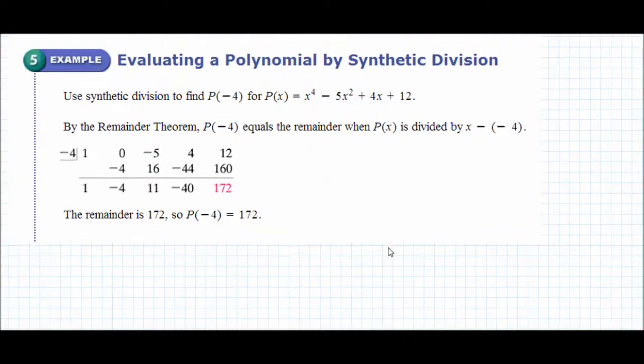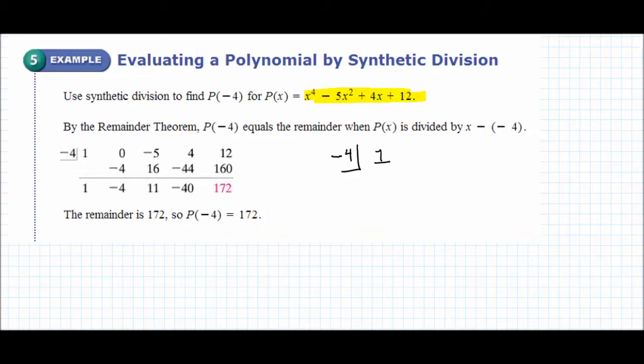Let's evaluate this polynomial by synthetic division. Okay, using synthetic division to find p of negative 4 for p of x, where p of x is x to the 4th minus 5x squared plus 4x plus 12. Okay, so let's look at this before we move on. We've got p of negative 4, so we write negative 4. Our coefficient of the x to the 4th is 1. Our coefficient of x to the 3rd, there is no x to the 3rd in this equation here.